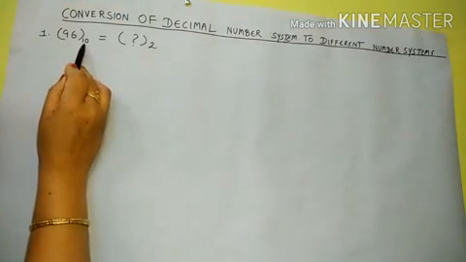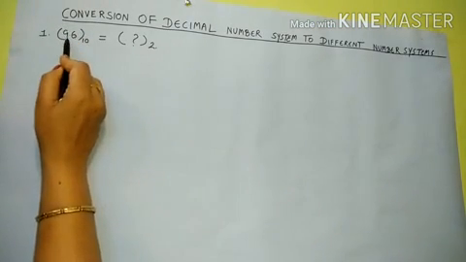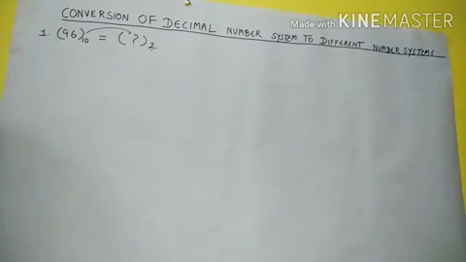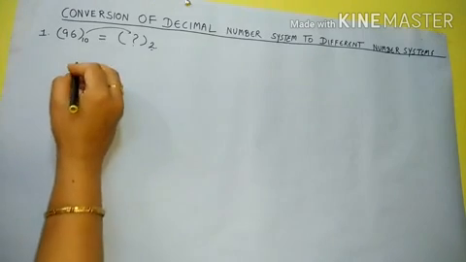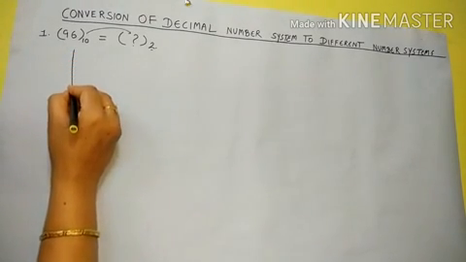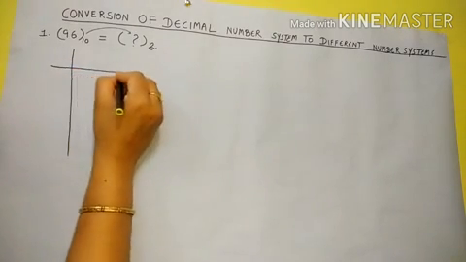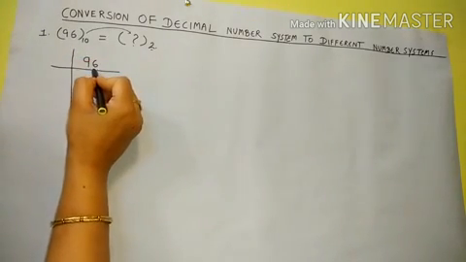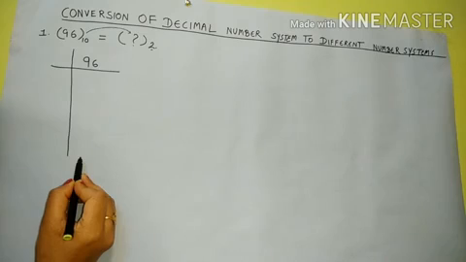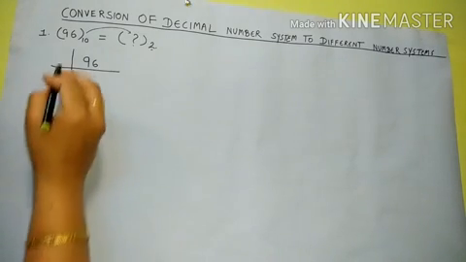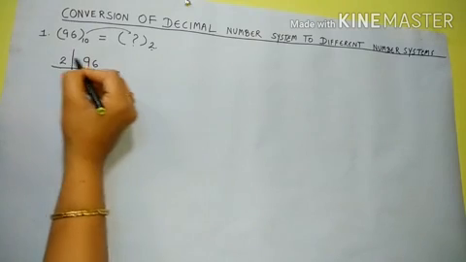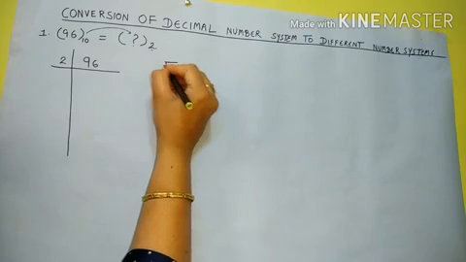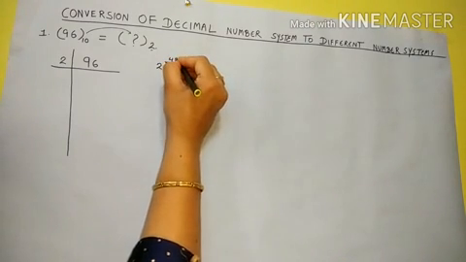Can you see the base? It's 10. Which number system is it? Decimal number system. And which number system do we need? It's base 2, so we need to convert it to the binary number system. For that, there is a simple method. First you write the number in this format, like 96 this way. Now we keep dividing this number by 2 until we get 0 as the quotient. In the beginning, let's divide it by 2. If you divide 96 by 2, I am showing it in rough, the quotient will be 48.